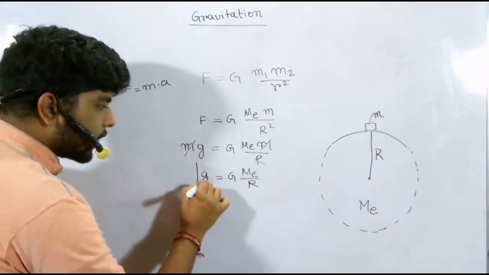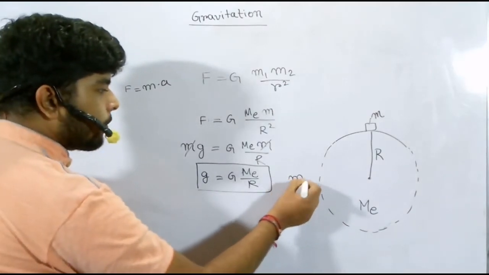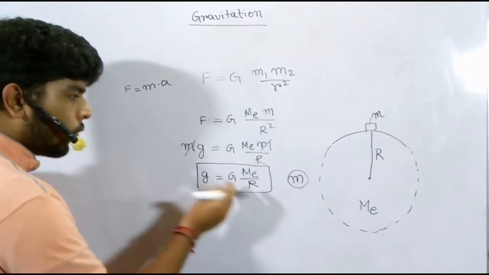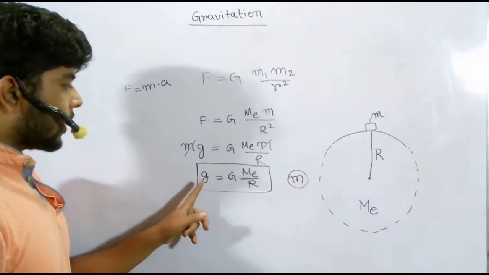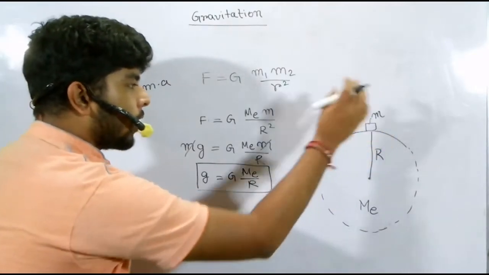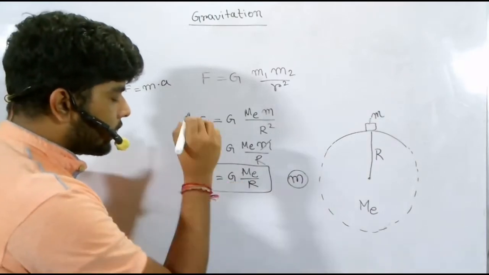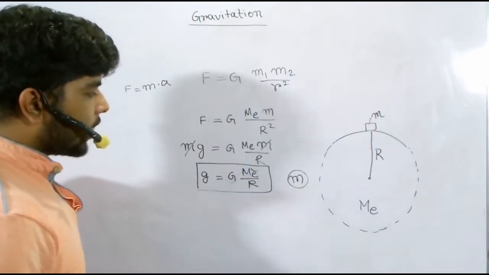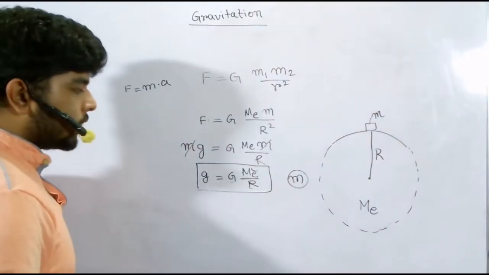This is the acceleration due to gravity, which does not depend on the m, right? Here there is no term with small m. So the acceleration due to gravity does not depend on the small m, that means the mass of the object. It depends only on the mass of the earth and the radius of the earth. So let's calculate what is the value of g.